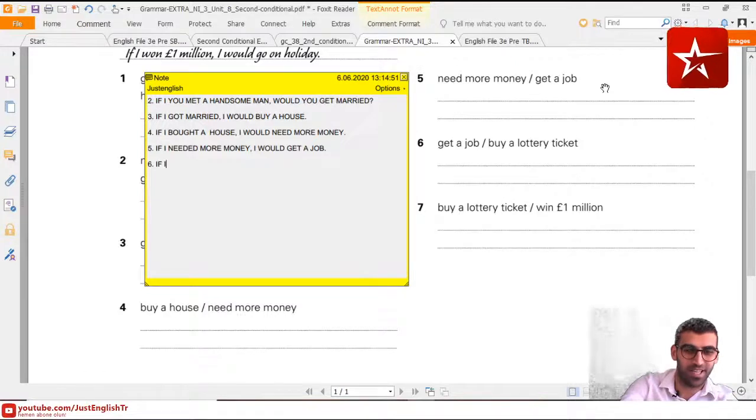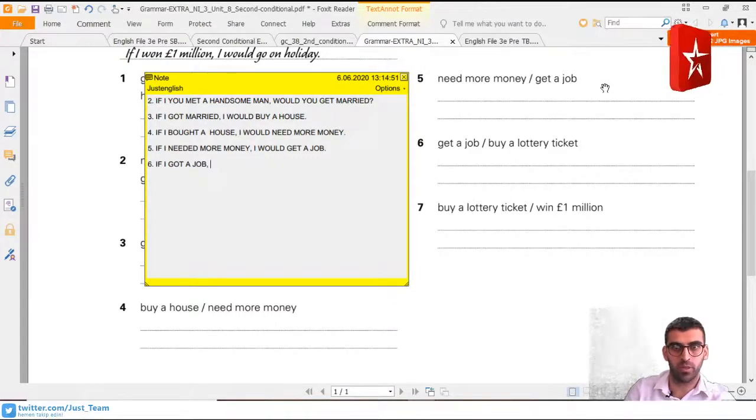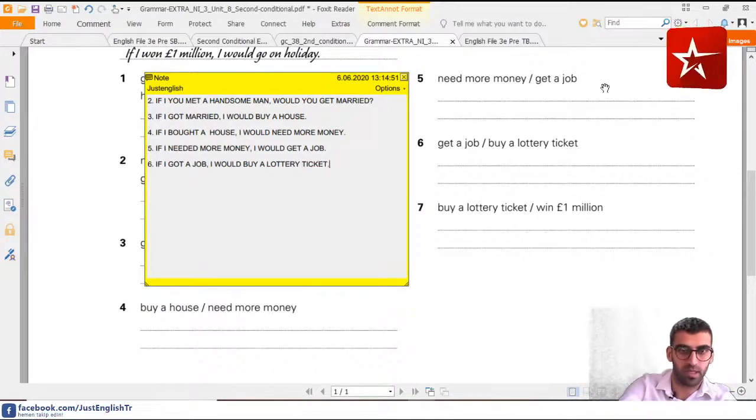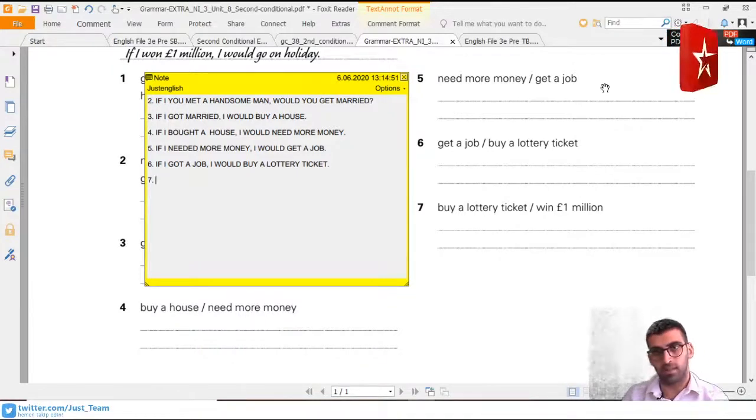If I got a job, okay, and we have to use a comma. Don't forget to use a comma after the if clause. If I got a job, I would buy a lottery ticket. Yes, that is the correct answer.